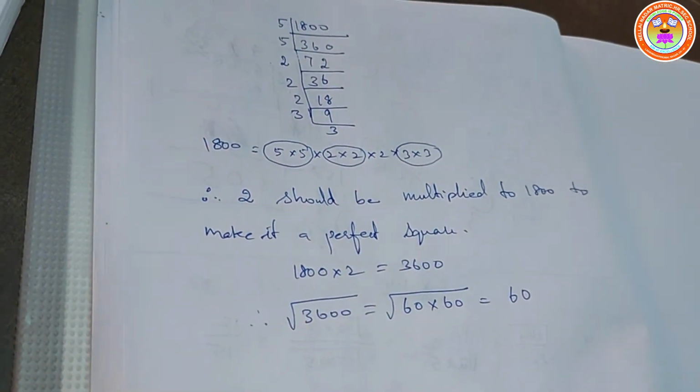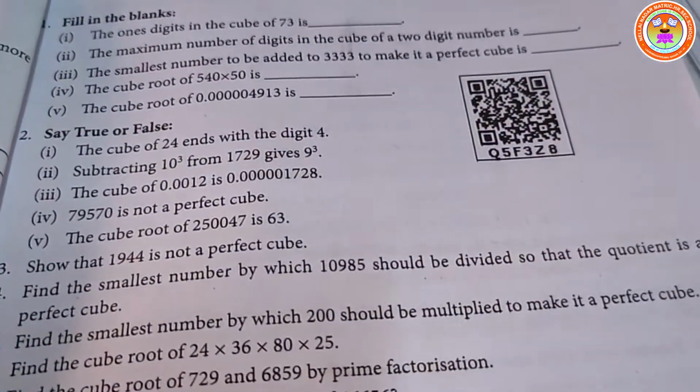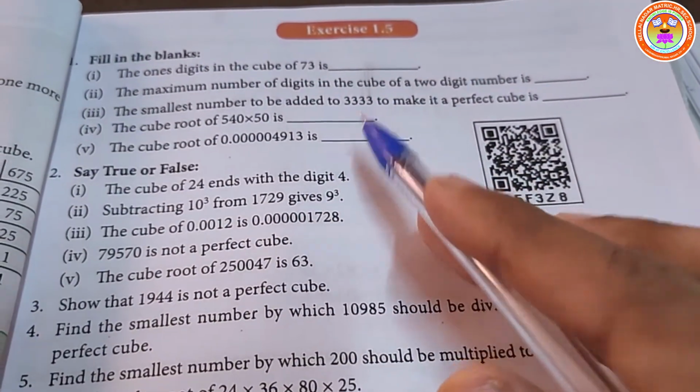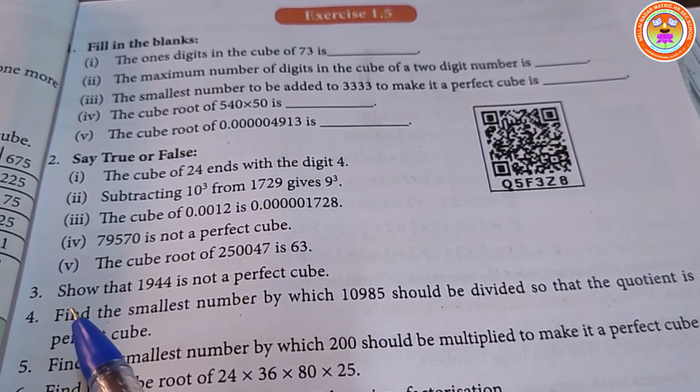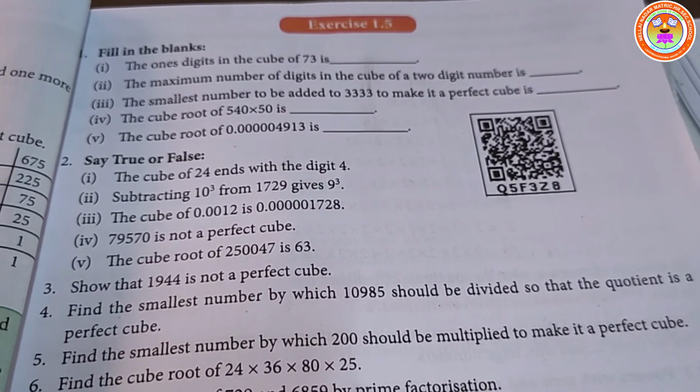Copy down, children. Now we will move on to Exercise 1.5. The first two sums are fill in the blanks and true or false. We will move on to the third sum. Show that 1944 is not a perfect cube.